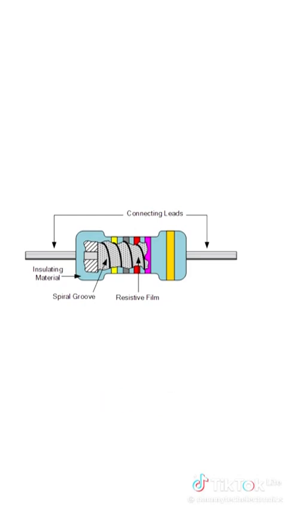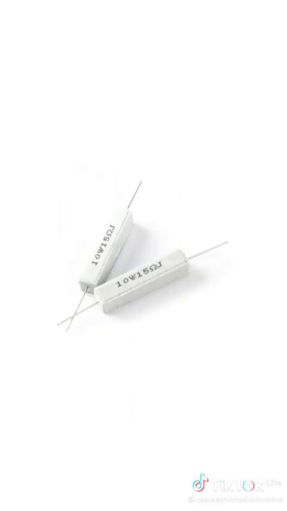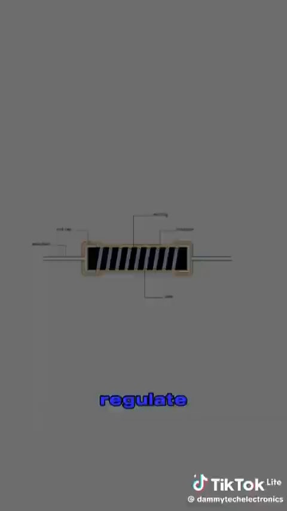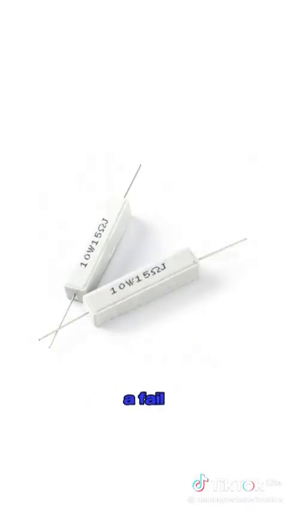5. Fusible resistors. These types of resistors serve two distinct purposes. They provide resistance to an electrical current and act as a fuse to break the current if it overloads. Fusible resistors regulate current while also serving as a fail-safe in the event of a power surge.